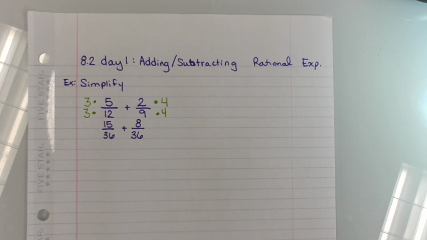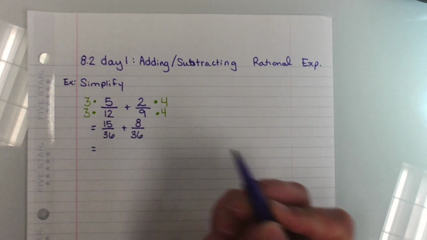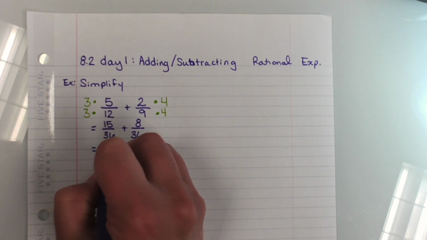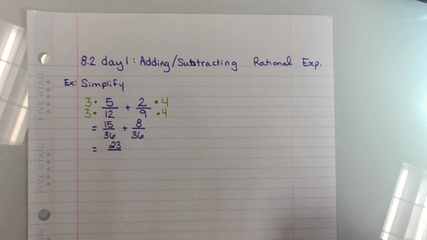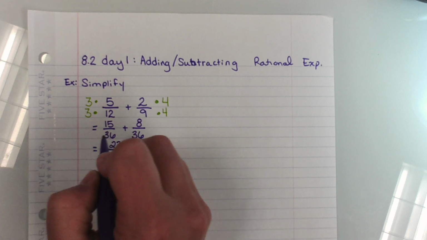So I end up getting 15 over 36 plus 8 over 36. Now what? Add the numerator at the top. 15 plus 8 is 23. What about the bottom? 36. Keep it, 36.